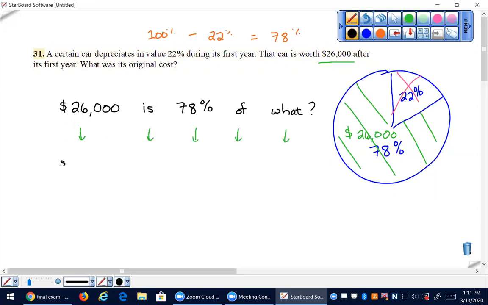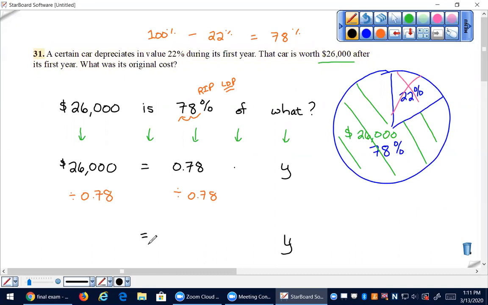So now I translate: 26,000 becomes equals, 78% becomes 0.78, of becomes times, and what becomes y. How am I going to get y by itself? Divide it by the 0.78. And our brains hate this problem. We really want to do something with 0.22 instead of 0.78, and it does not work.